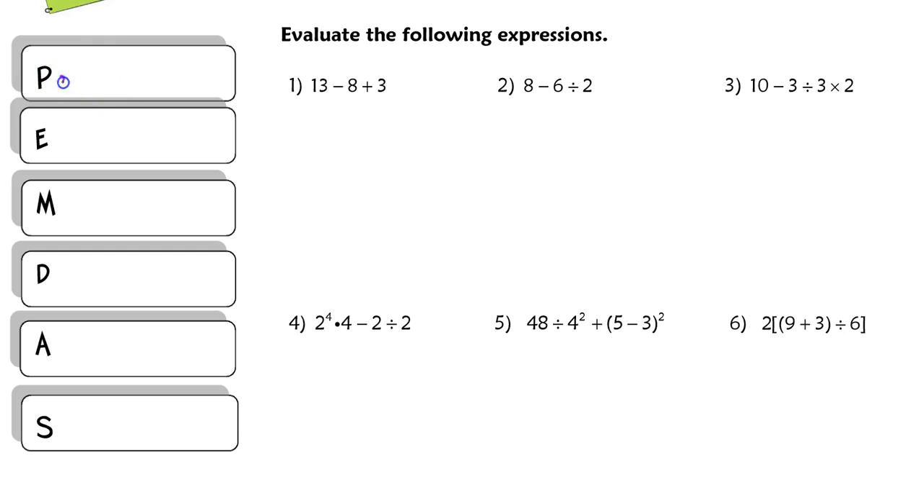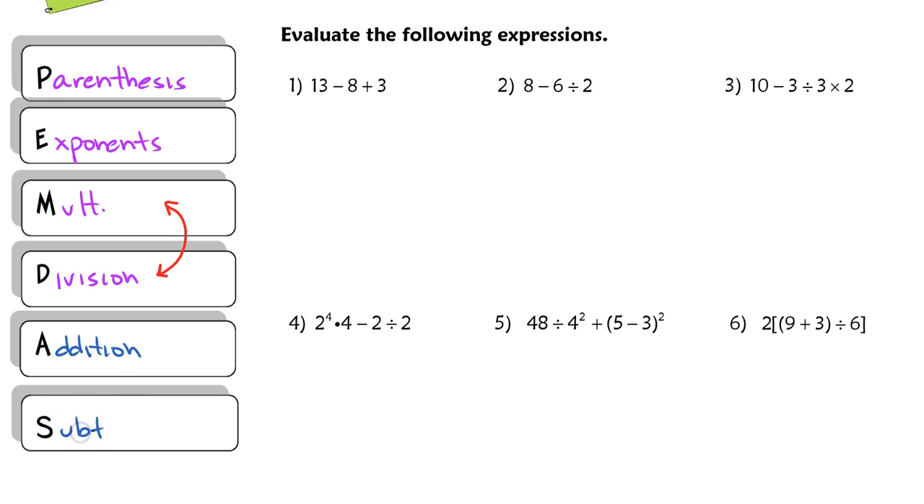So we start with parentheses, which means that whenever you see parentheses, that's where you're going to start with your evaluating. And then you're going to move on to exponents. And then we have multiplication and division, which are actually interchangeable. So just like you read a book, you're going to read a math problem from left to right. So sometimes division actually comes before multiplication. So those are actually interchangeable. It just depends on which one comes first in the problem. And then we have addition and subtraction.